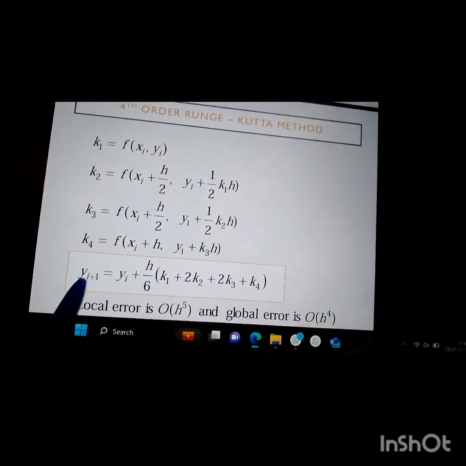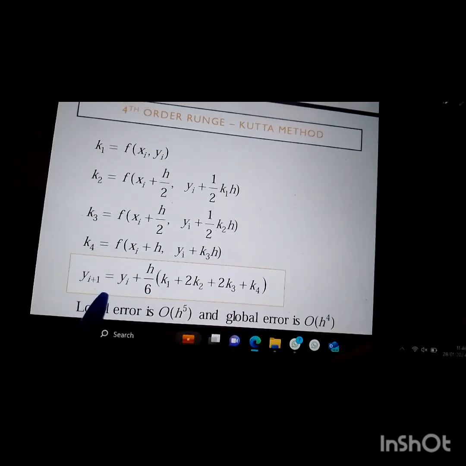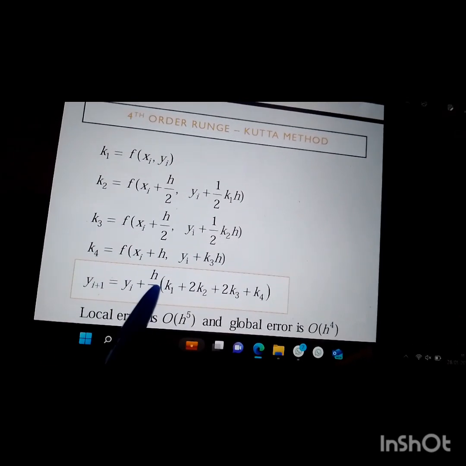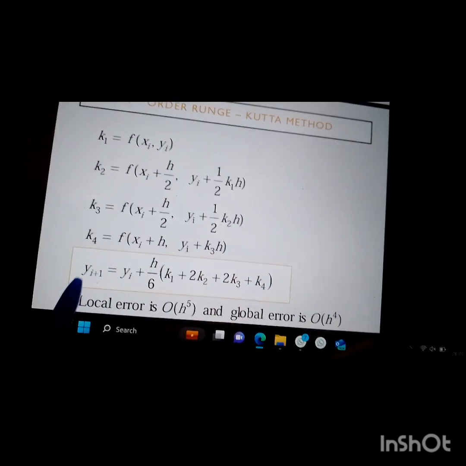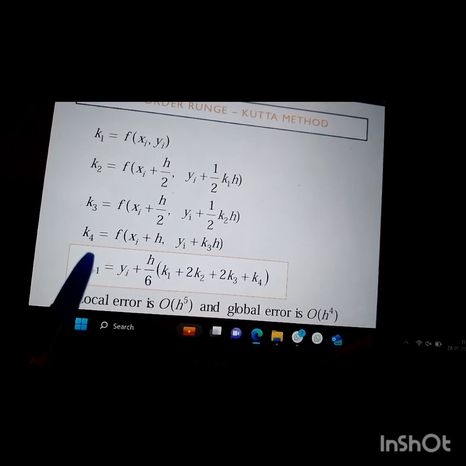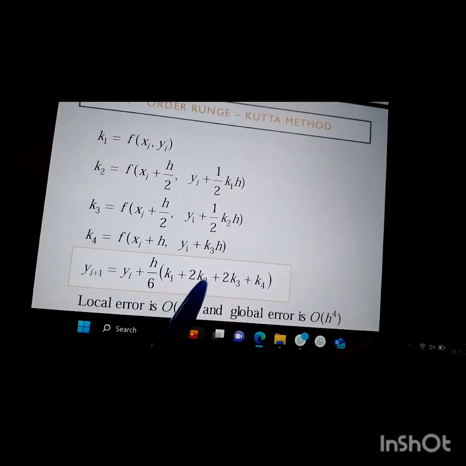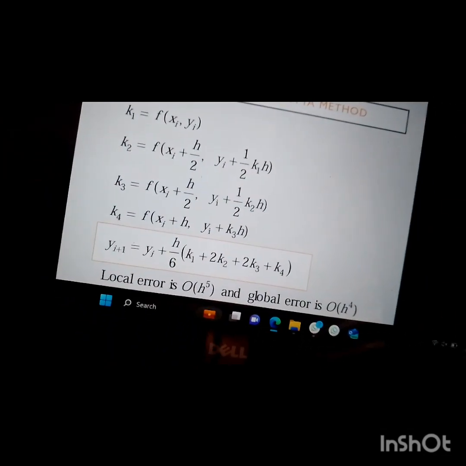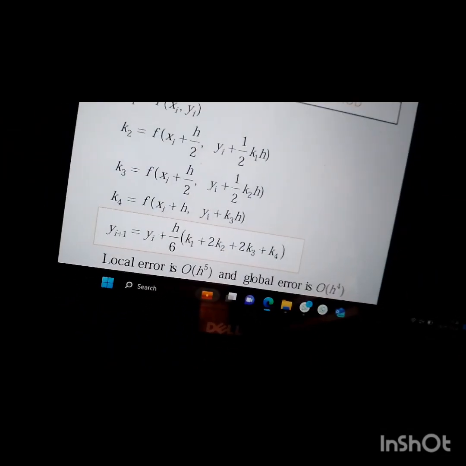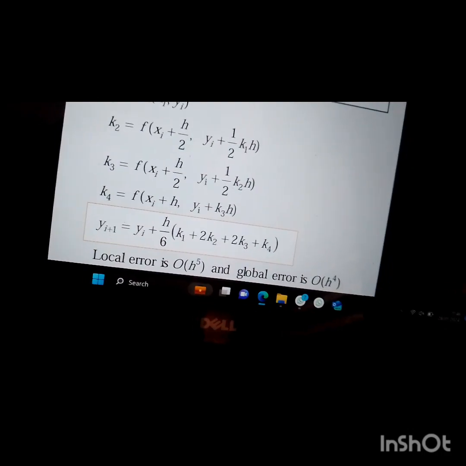So if they give you something like this, this will be your final answer for the new value, that is y_{i+1} equals y_i plus all of that. This is really lengthy, right? I hope it doesn't come in the exam because it can take a lot of time.